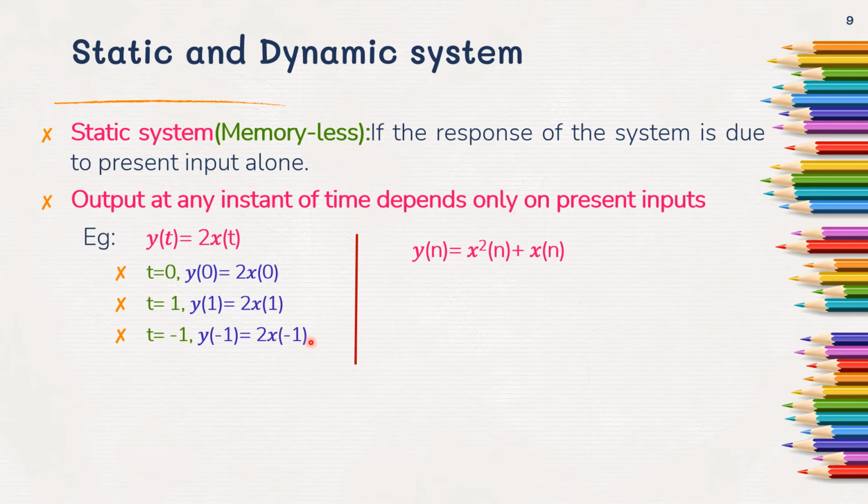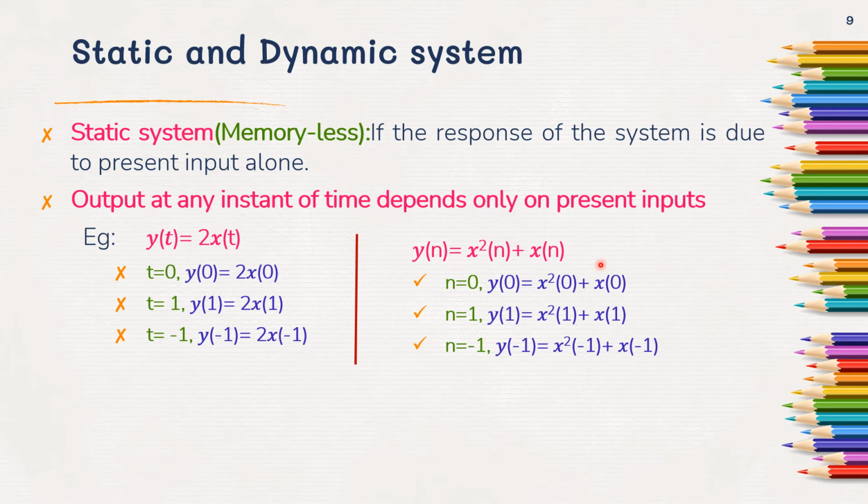Right, now look at another example in discrete time. Discrete time, you all know, you represent it as y of n. So y of n is nothing but x square of n plus x of n. Now see here, you have to substitute n is equal to 0, the same for n is equal to 1, n is equal to minus 1.